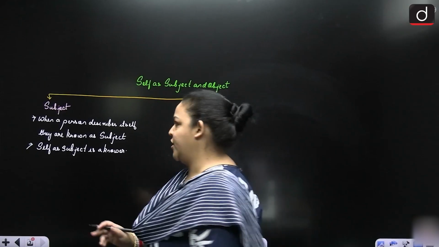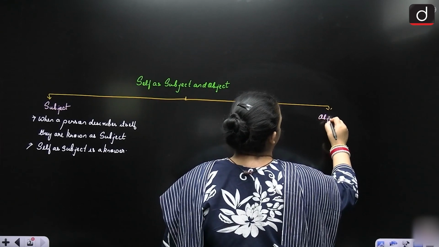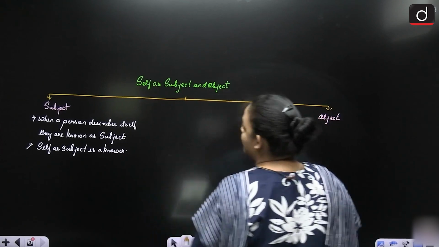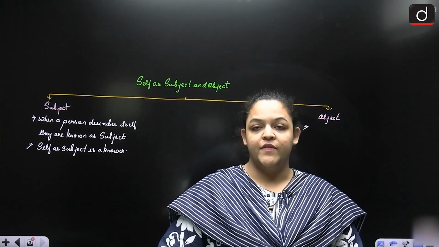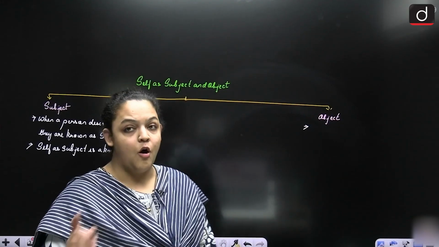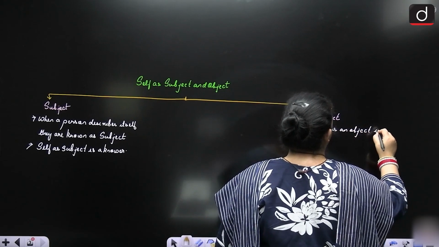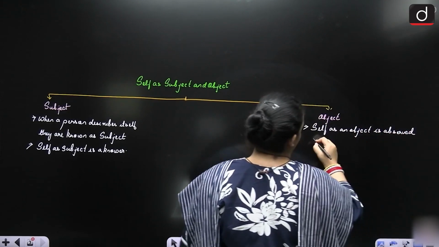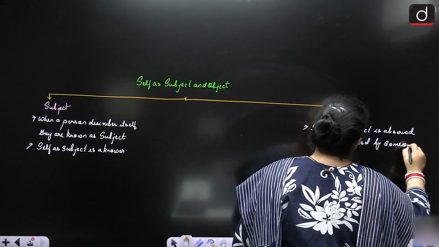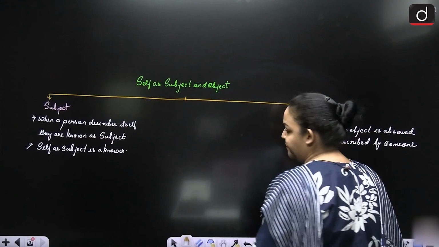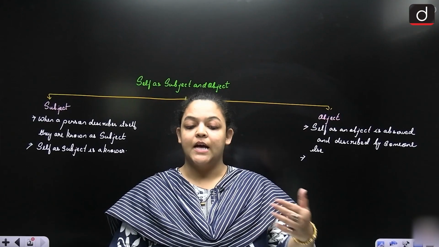Okay. Now, as an object, what is the difference? So when you see self as an object, what is self as an object? Okay. So self as an object is when someone describes you. When you get observed or when someone describes you, that is known as an object. So self as an object is observed and described by someone else. Okay. So what is happening over here? Self as an object is observed and is being described by someone else, right?